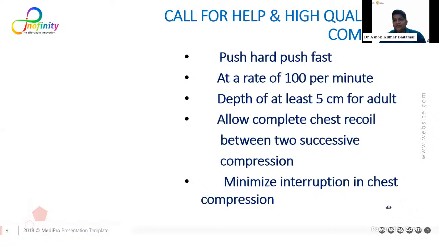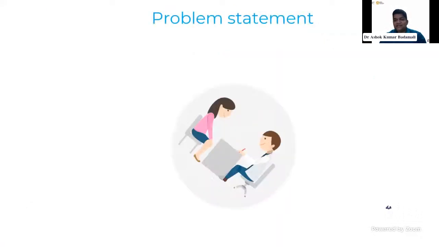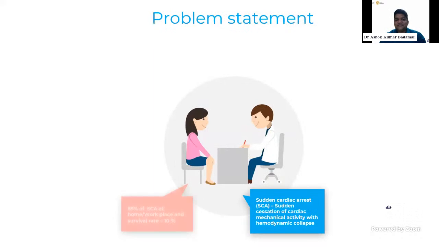What does this mean, effective high quality chest compression? It means push hard and fast to the middle part of the chest, or the sternum, at a rate of 100 per minute, at a depth of 5 cm, allowing complete chest recoil between two successive compressions. But what is there to monitor these things?